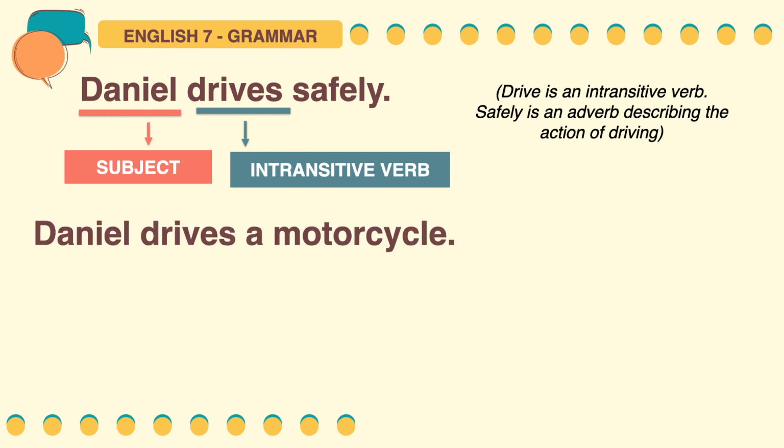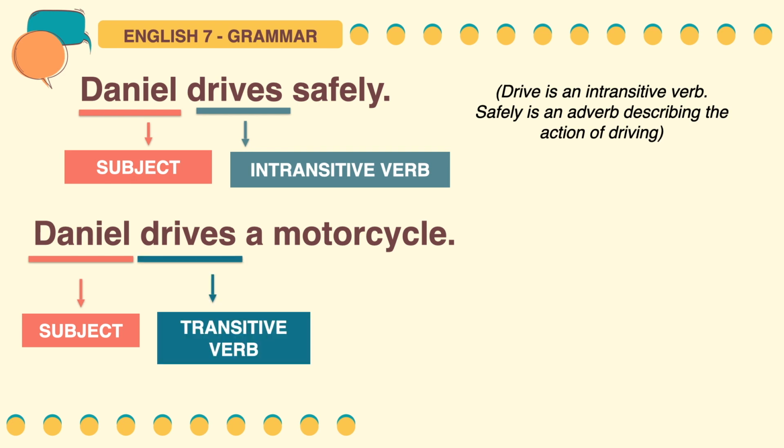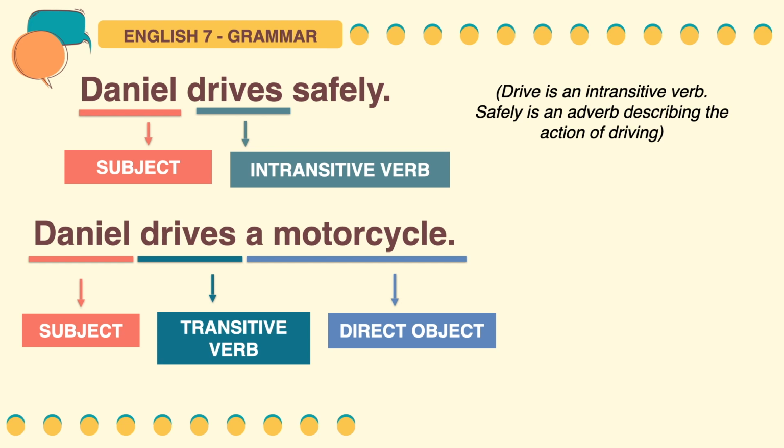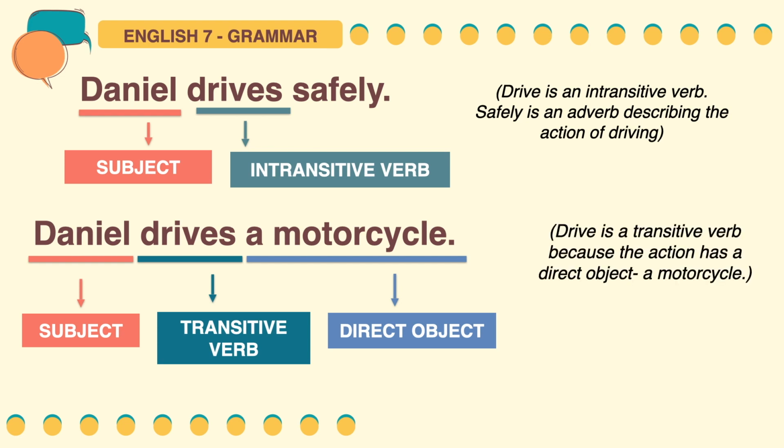Lastly, Daniel drives a motorcycle. The subject in this sentence is Daniel. The transitive verb is drives, and the direct object is a motorcycle. Drives is a transitive verb because the action has a direct object, a motorcycle.